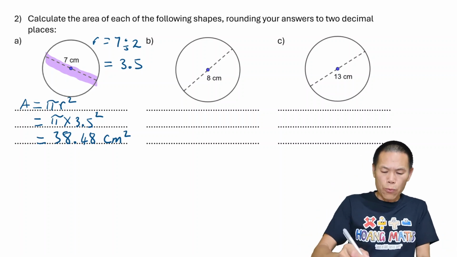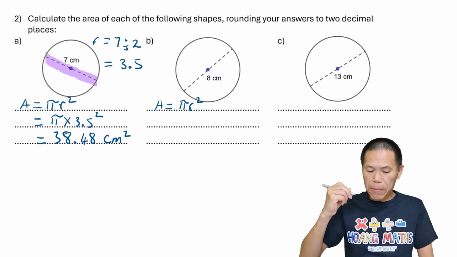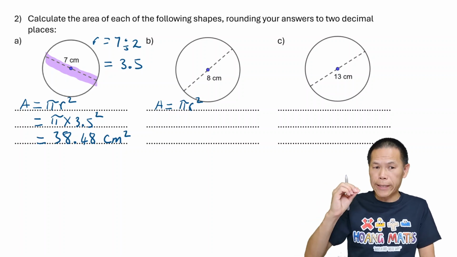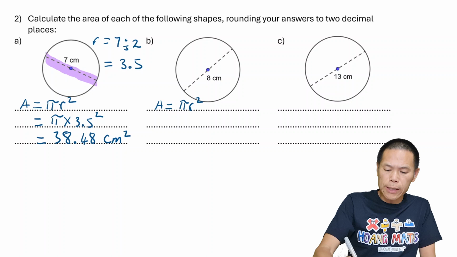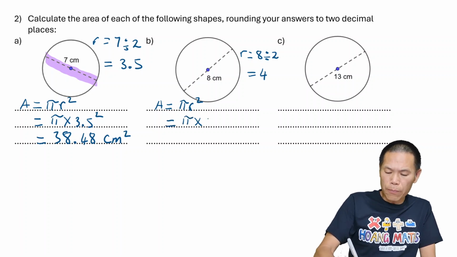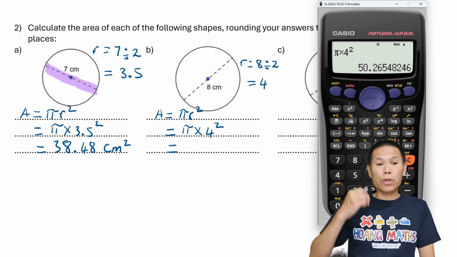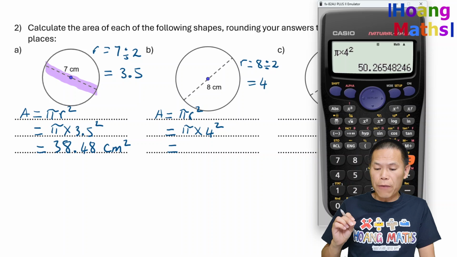So first of all, we know that the area of a circle is pi r squared. And the diameter in this circle here is 8. Don't forget, okay? So the radius r is 8 divided by 2. So the answer is 4. So that will give me pi times 4 squared. Shift pi times 4 squared. So there you go, 50.265 and so on.